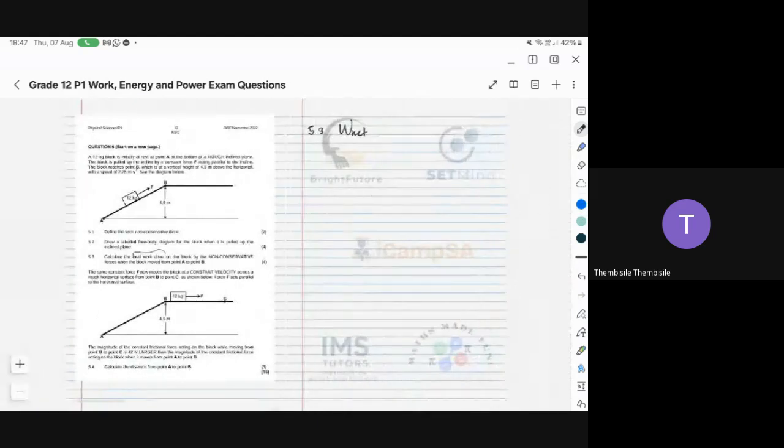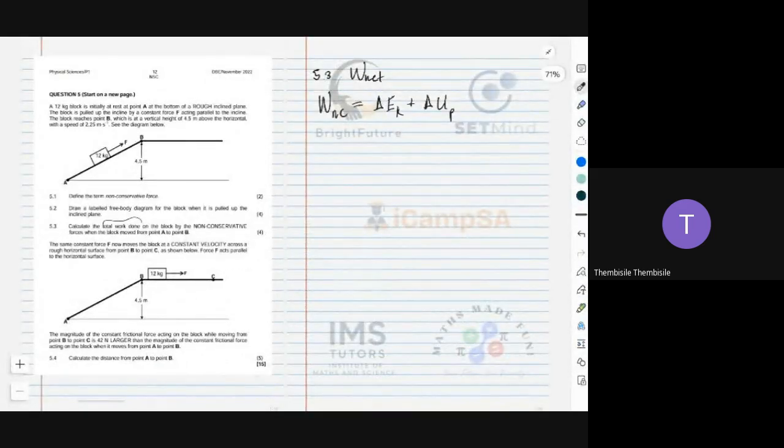So let's use what we know, right? There is this rule here that says work which is done by non-conservative forces is equal to the change in kinetic energy plus the change in potential energy. Let me just say P here. Right, we have seen this. I'm sure you've seen it. Maybe also at the back of your question paper, they might give it to you. But this is how it looks.